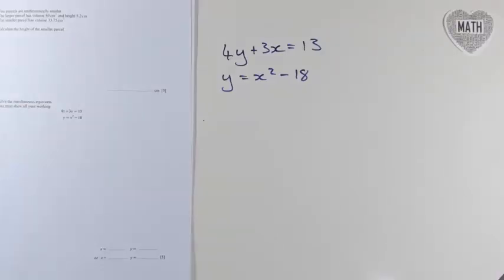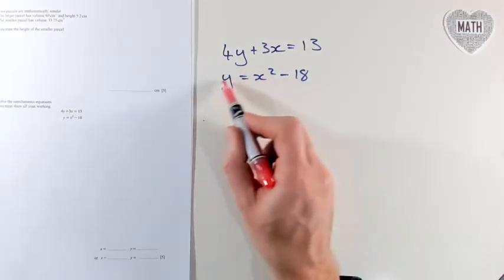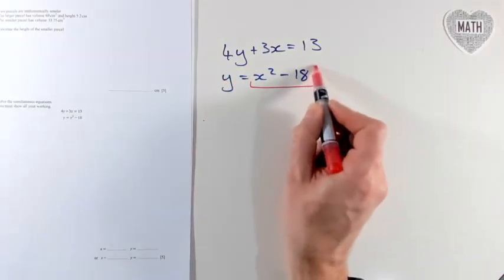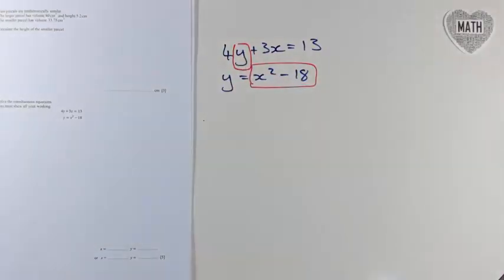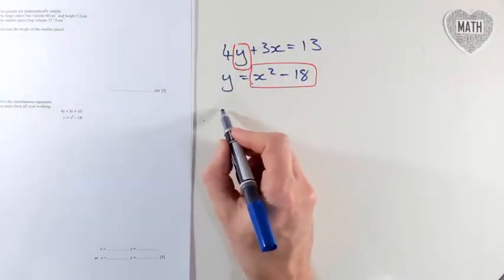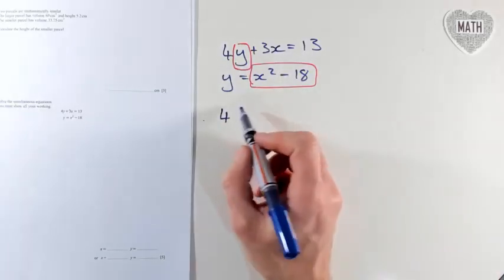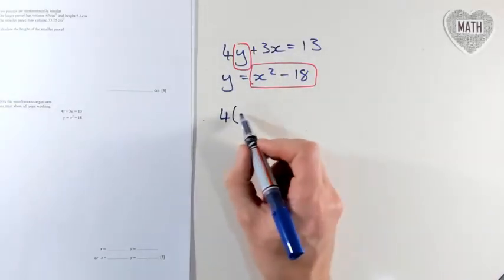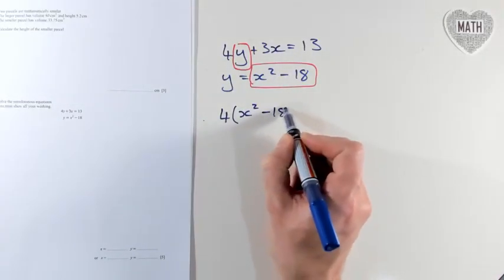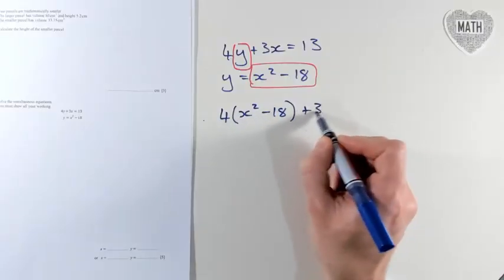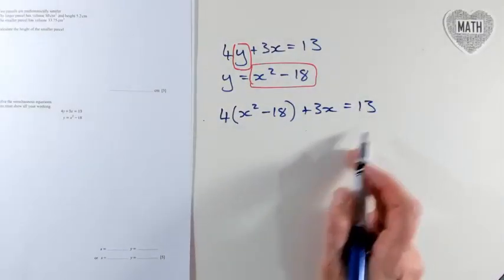Okay, cool. So easiest here would just be substitution. This is already in the form of y. So this thing is equal to that thing. So I'm just going to write this out. I'm going to write 4 from my original equation there, and I'm going to put a bracket and put whatever that y is equal to. x squared minus 18, plus 3x is 13. And this is a normal quadratic equation.